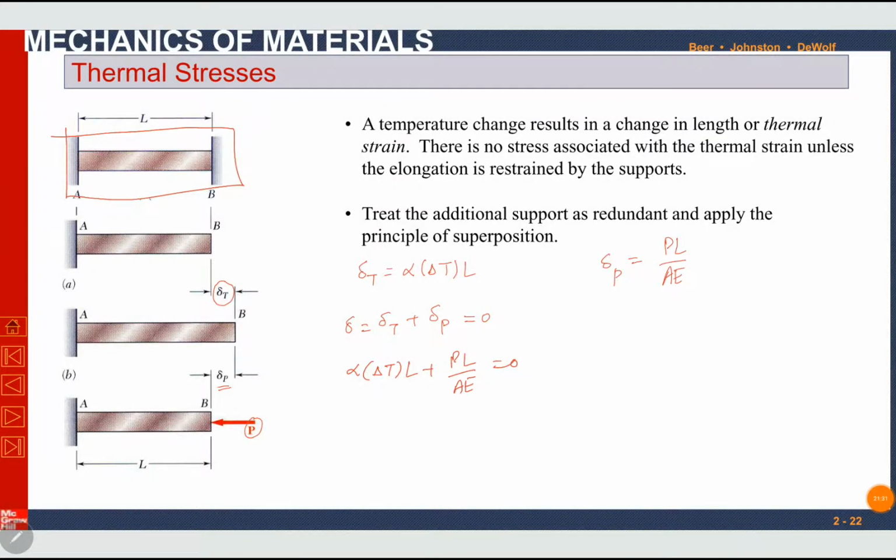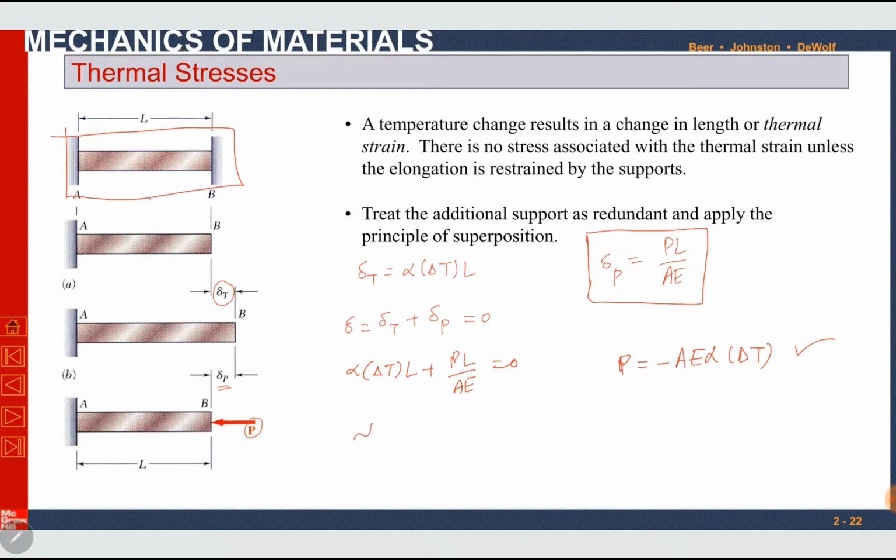From this we can find P is equal to minus AE alpha delta T. This negative sign shows that P is compressive. We haven't put a negative sign in this delta P, so that is why here we can see a negative sign. If we would have kept a negative sign earlier, here the P would have been positive, and our assumed direction would have been correct. Now P is negative because it is compressive.